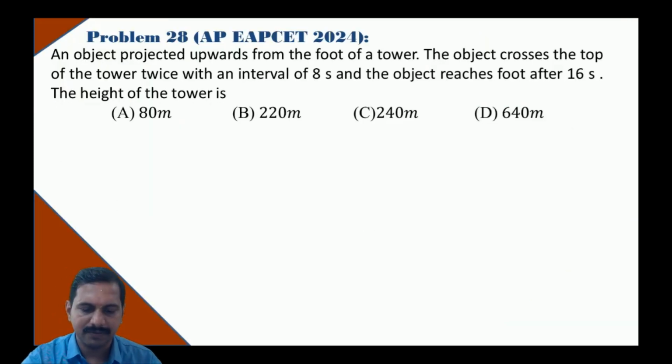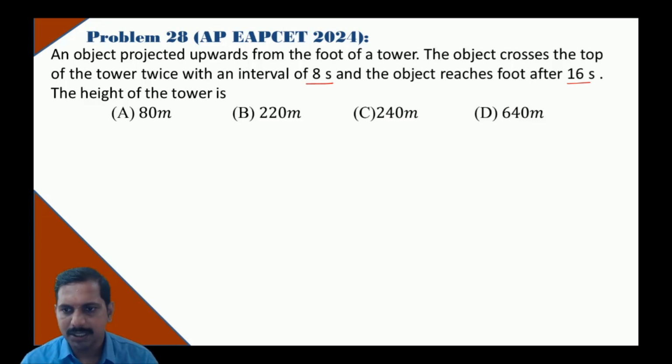Let us see the question first. The question goes something like this. An object is projected upwards from the foot of a tower. The object crosses the top of the tower twice with an interval of 8 seconds and the object reaches the foot after 16 seconds. The height of the tower is.